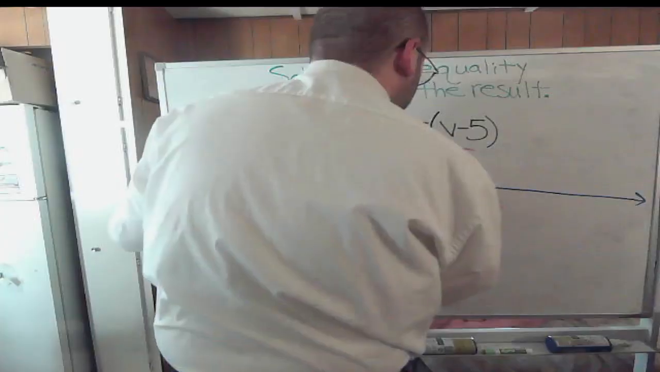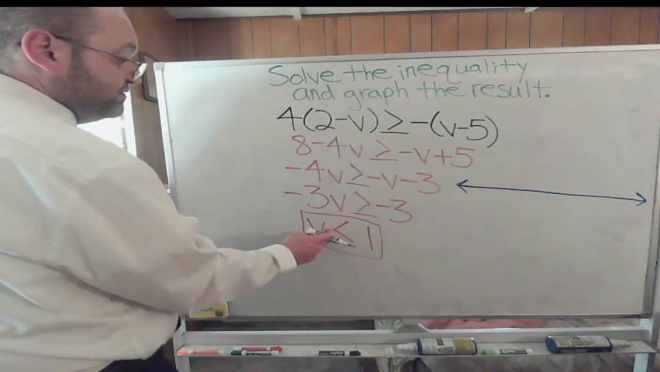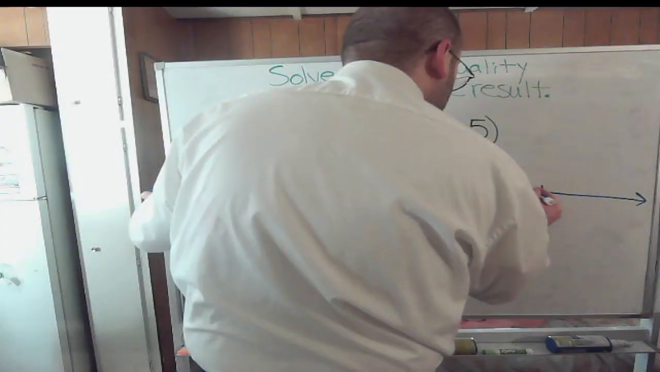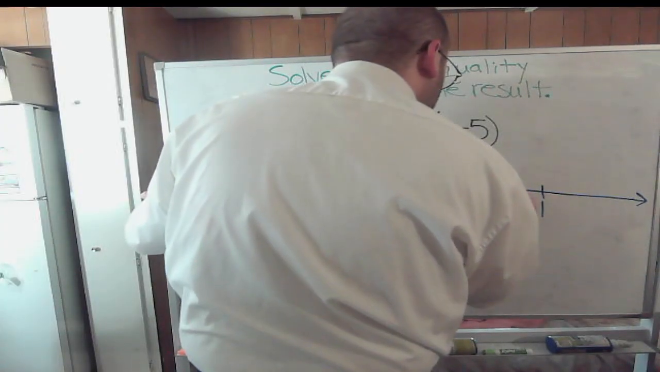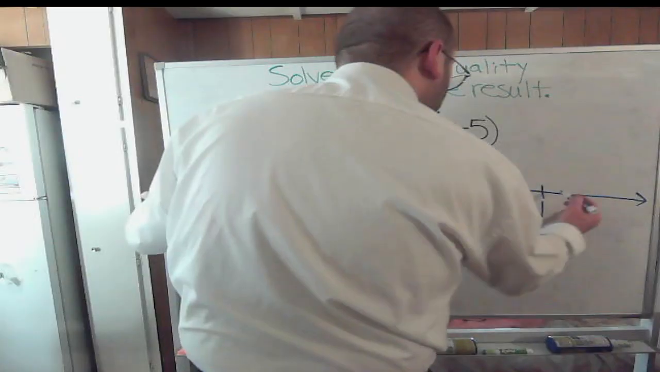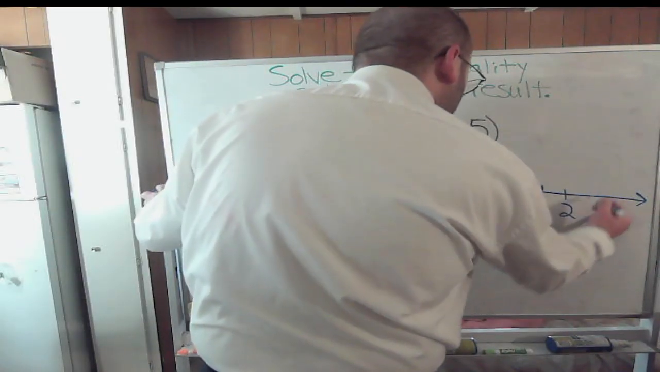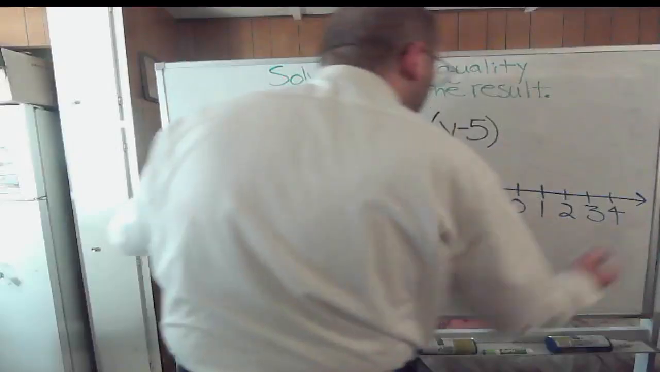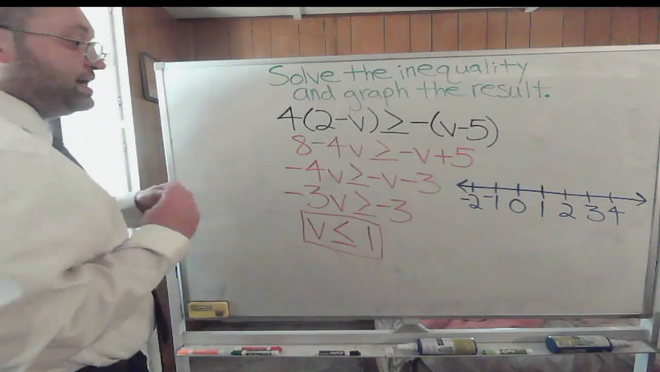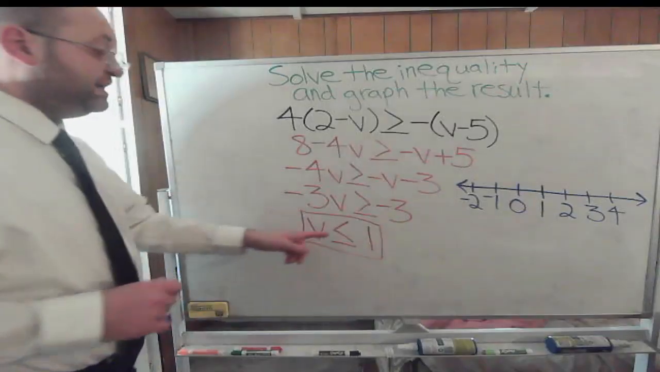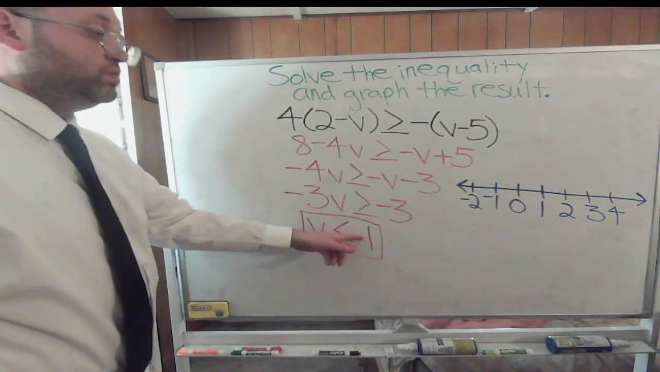Alright, then last but not least, we are tasked with graphing this. v is less than or equal to 1. So put 1 in the middle. We'll do 0. Negative 1, we'll put a negative 2 there, positive 2, positive 3, positive 4. I think that's good enough. Okay, so we have 1 right here in the middle. v is less than or equal to 1.